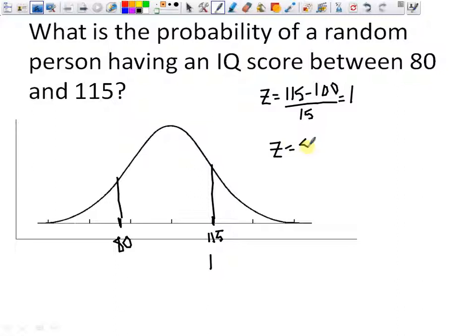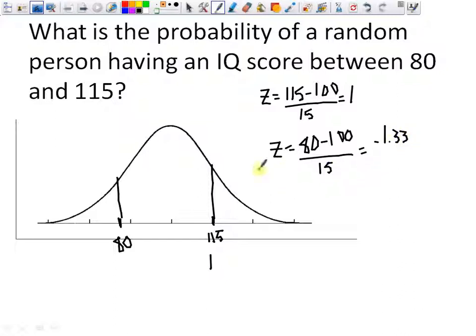Now we'll find the z-score for 80. We know it'll be negative. 80 minus 100 divided by 15. We have negative 20 divided by 15, which is negative 4/3, which is, again, to 2 decimal places, negative 1.33.